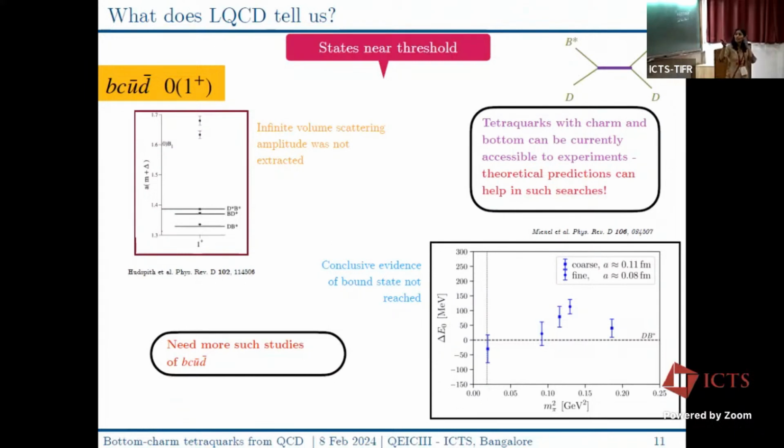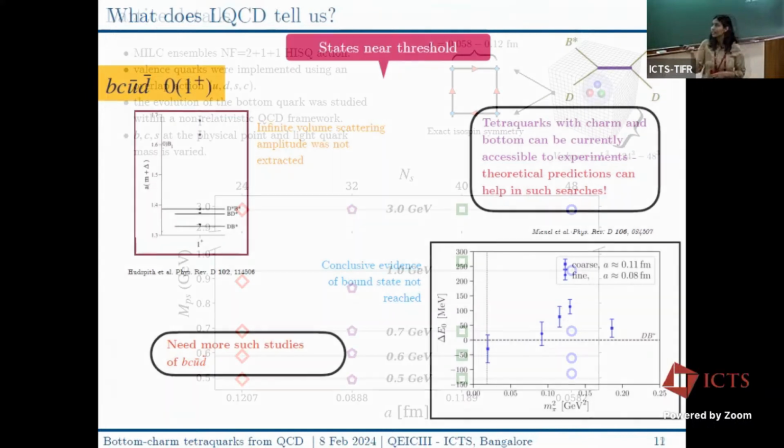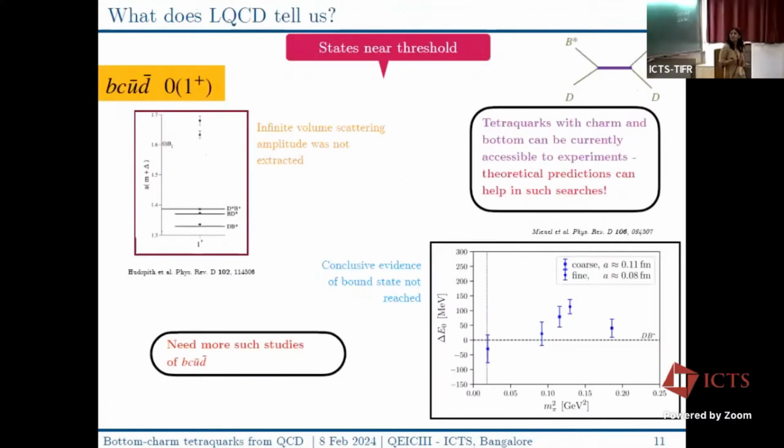Within lattice QCD, initially there were two studies, one in which the infinite volume amplitude was not extracted, and the other one did not have enough statistics to actually say something concrete about these states. But then recently, two to three months back, there has been a new improved calculation which actually sees a bound state in this channel, which I've not stated here, but I'll state later on. So we are also doing the same.